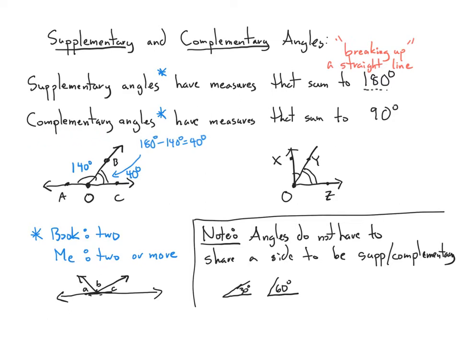Complementary is a similar concept, but instead of adding to 180 degrees, they add to 90 degrees. So they break up a right angle. For example, if angle XOY was 30 degrees, then angle YOZ would have to be 90 minus 30, which is 60 degrees. So you can check these. Angles AOB and BOC are supplementary, since 140 plus 40 is 180. And angles XOY and YOZ are complementary, because 30 degrees plus 60 degrees is 90 degrees.